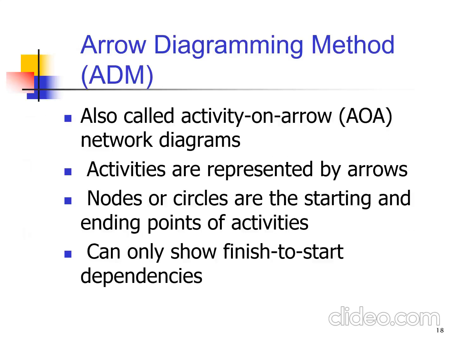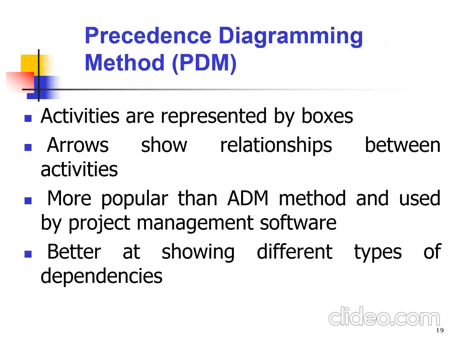So let us look at the arrow diagramming method. It is also called the activity-on-arrow network diagram. Activities are represented by arrows. Nodes or circles are the starting and ending points of an activity. It can only show finish-to-start dependencies.